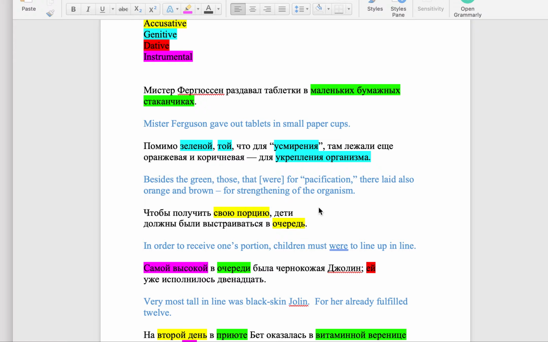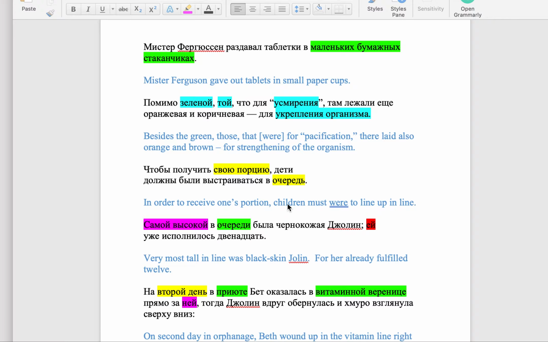Here you've got the green encoded маленьких бумажных стаканчиках. And so this is color coded in green. It is the prepositional case. And so this is talking about the tablets being inside these small little cups. And prepositional here deals with location.